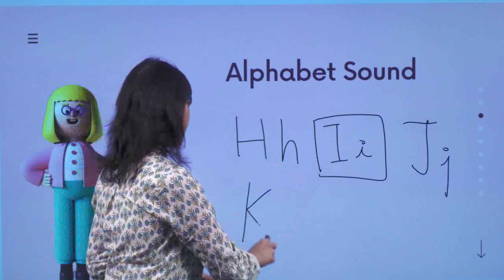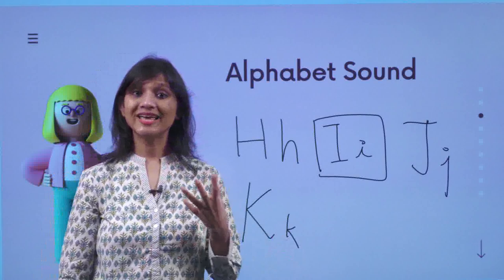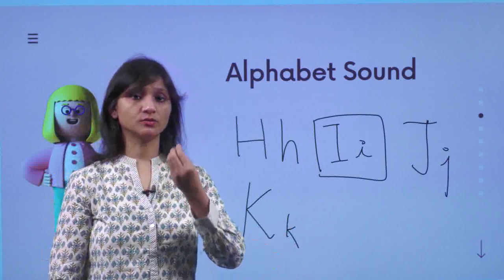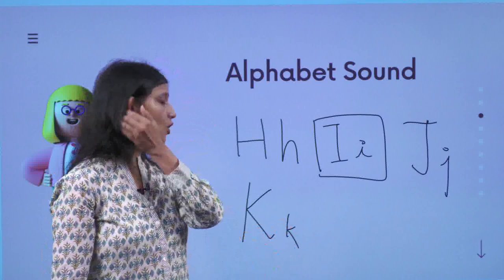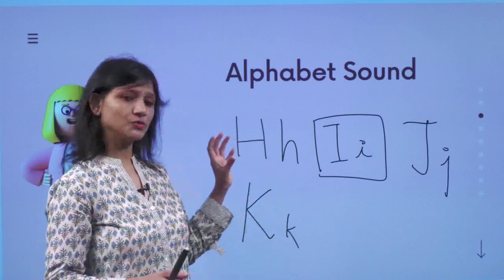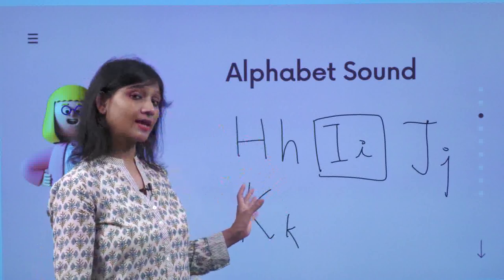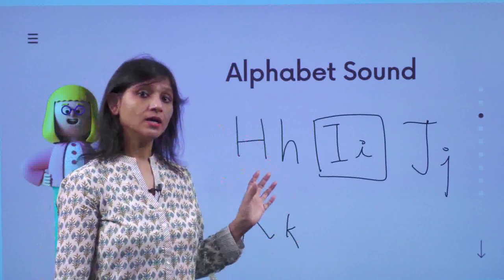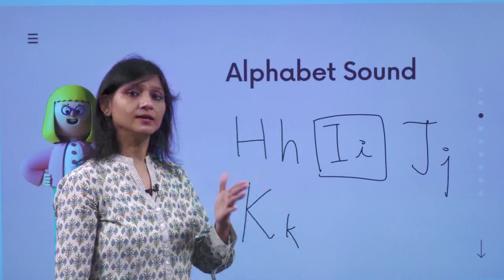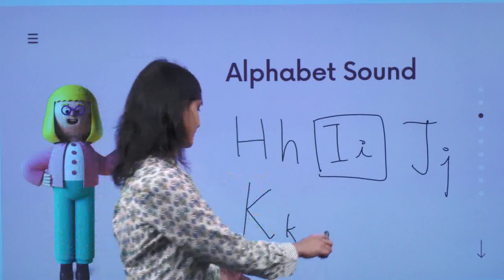Now it's K. The letter sound is "kay." The phonic sound, the sound that gets produced when we talk or when the word gets formed, is "k." So you see C and K have got similar sounds. K, kite, king.